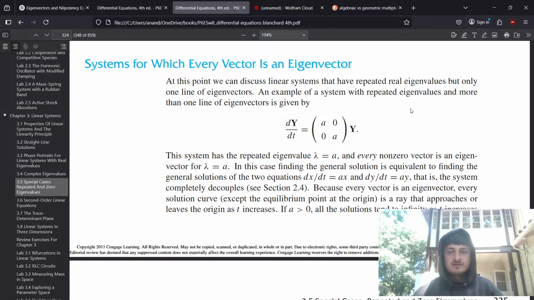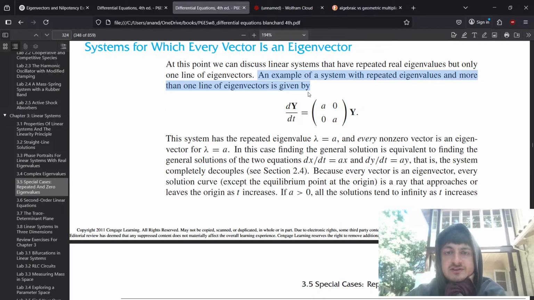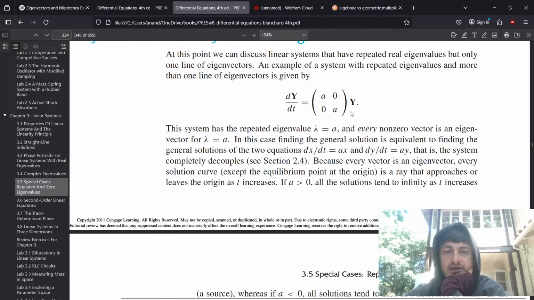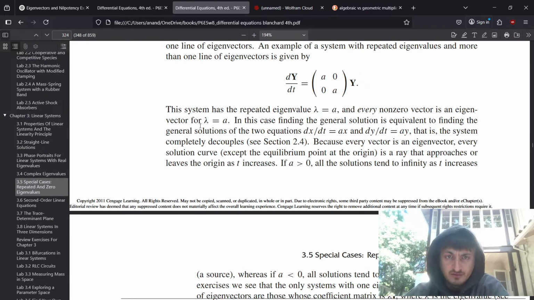Systems for which every vector is an eigenvector. At this point, we can discuss linear systems that have repeated real eigenvalues, but only one line of eigenvectors. An example of a system with repeated eigenvalues and more than one line of eigenvectors is given by this diagonal matrix with a as a repeated eigenvalue. Every non-zero vector is an eigenvector.